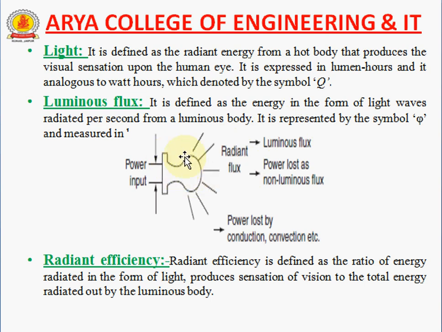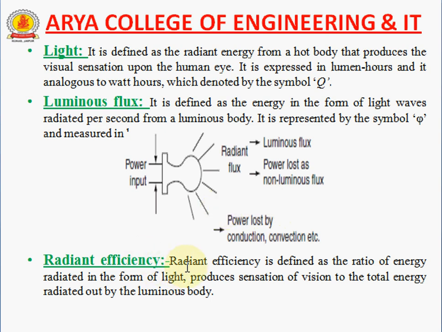In this diagram, we have seen an incandescent lamp with input power. From the lamp, radiant flux is generated. After the radiant flux there are two categories: the luminous flux, and the power loss, the non-luminous flux. Power is lost due to conduction, convection and other methods, which were studied in previous chapters.